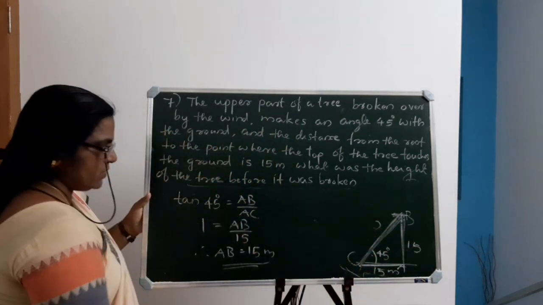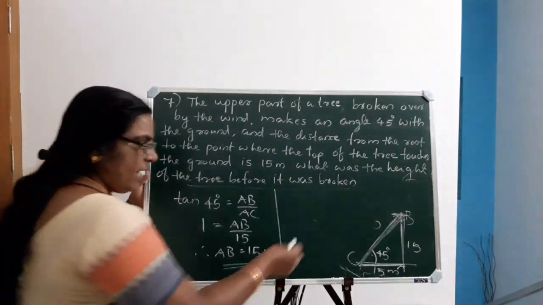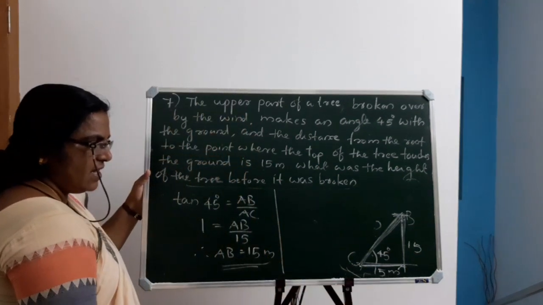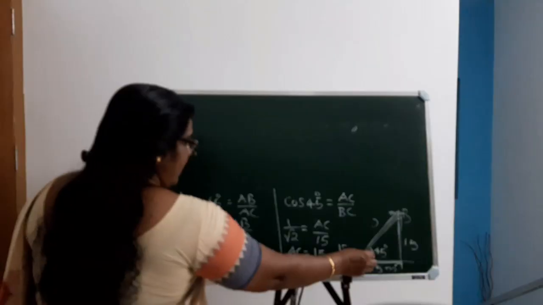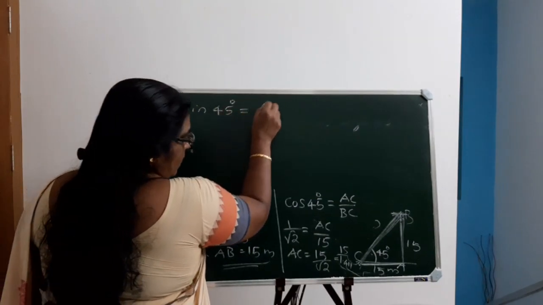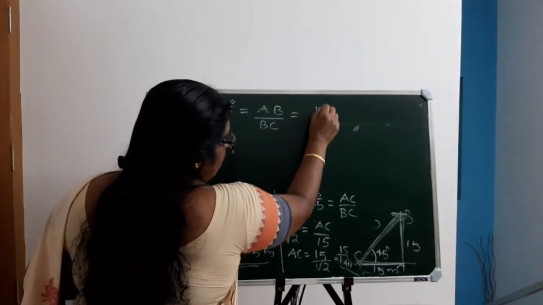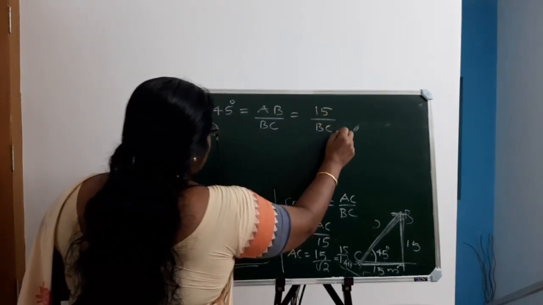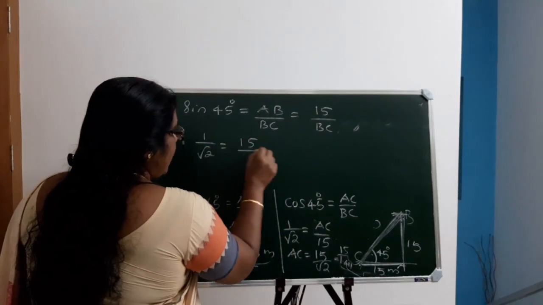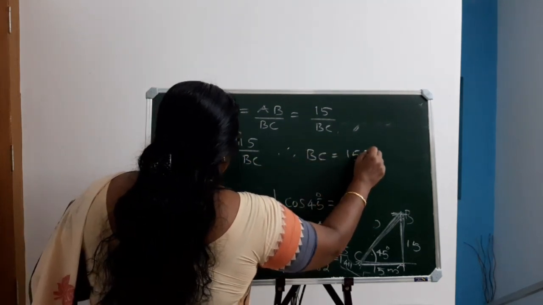This is the hypotenuse. So for finding the hypotenuse, we can consider another trigonometric ratio. Hypotenuse and perpendicular, or hypotenuse and base. Either one we can consider, either sine or cos. We are considering sine 45 degrees. Perpendicular AB by BC is equal to 15 by BC. Then sine 45 is also 1 by root 2. It is equal to 15 by BC. Therefore, BC is equal to 15 root 2.